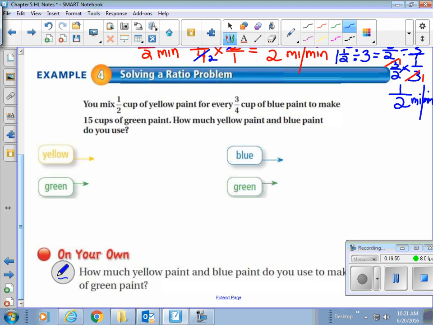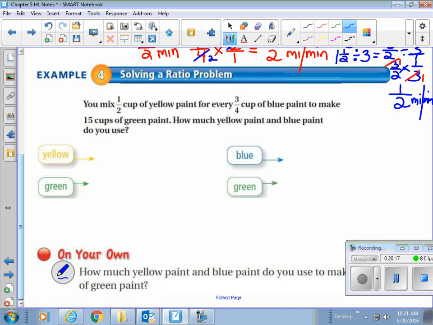Example 4 is a lot more complicated. We're going to look at solving a ratio problem. So we're going to break this up into different colors of paint. It says you mix 1/2 cup of yellow paint for every 3/4 cup of blue paint to make 15 cups of green paint. How much yellow paint and blue paint do you use?